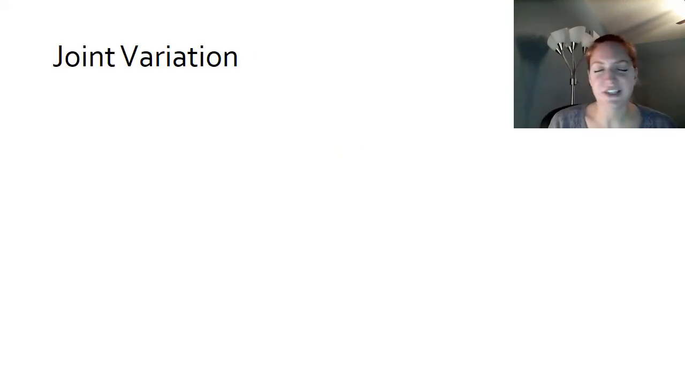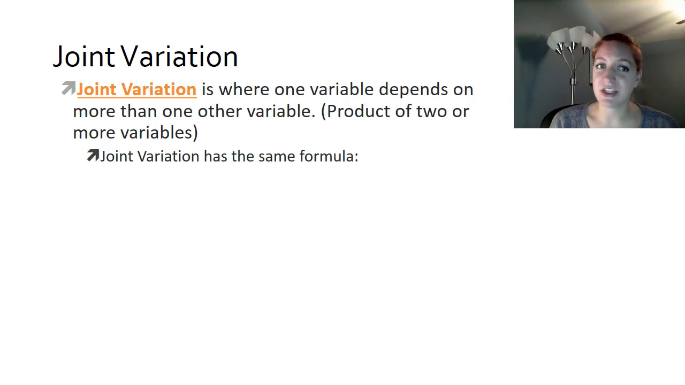Last type of variation, guys. I know you're super excited. This is the third and final. It's called joint variation, and joint variation is where one variable depends on more than one other variable. So instead of just working with those 2 variables, we're going to have 3 or 4 or 5 variables. Honestly, we're probably just going to stick with at max 3, so don't get too freaked out.